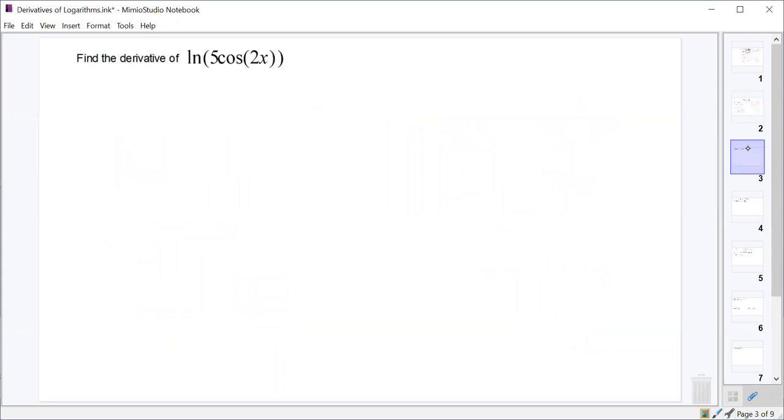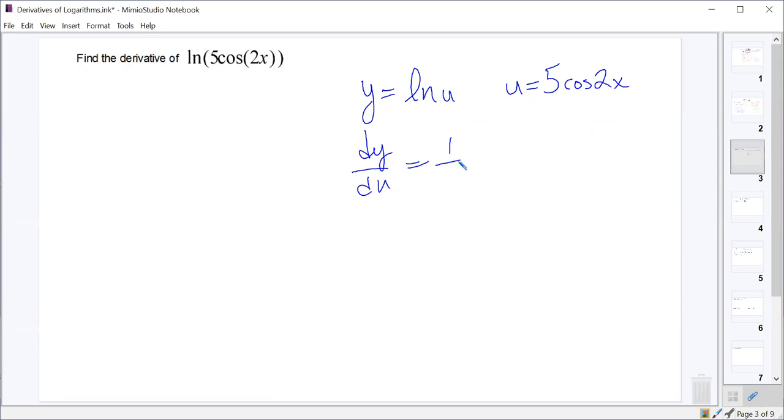Let's look at another one. The natural log of 5 times the cosine of 2x. So using the chain rule, this is y equals natural log u with u equal to 5 cosine 2x. Good or no? Good. Okay. So the derivative dy/du ought to be 1 over u.